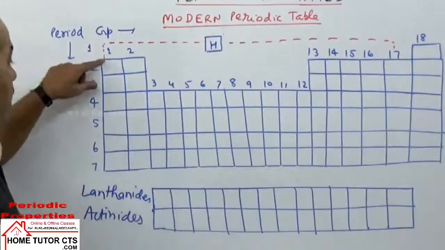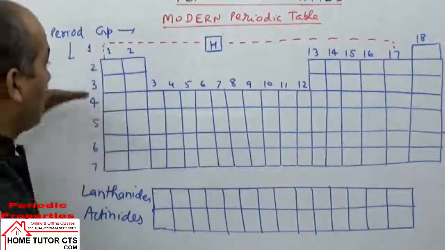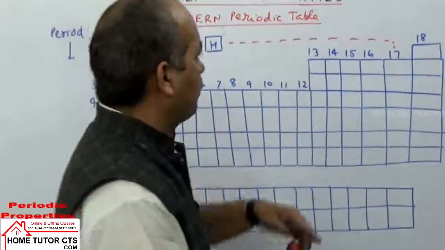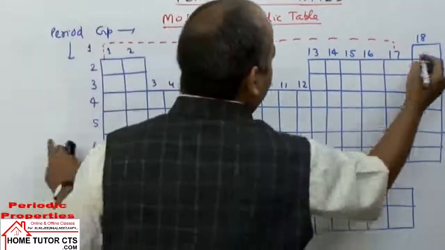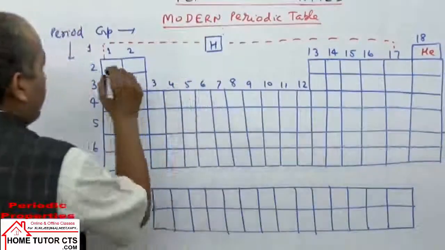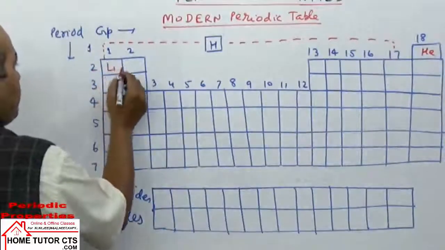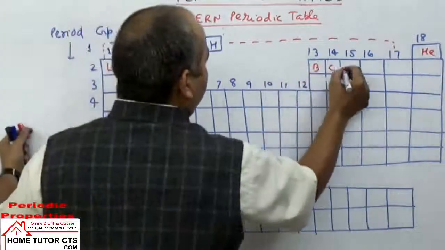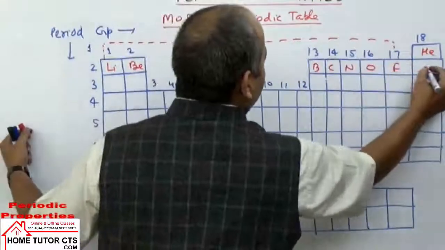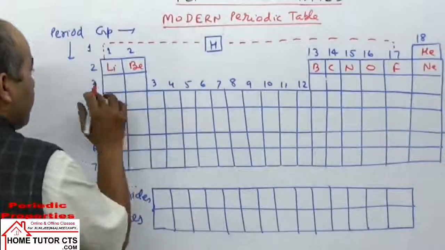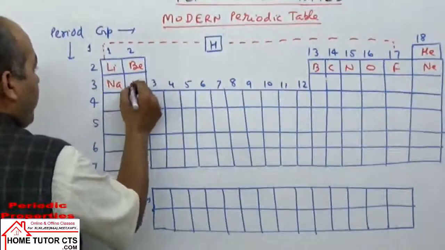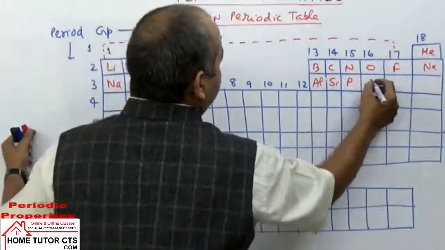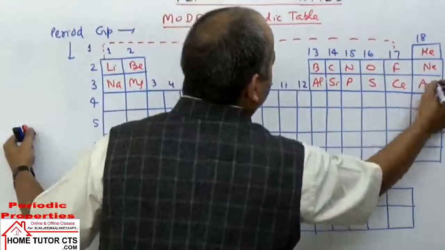The vertical columns are called groups, and the horizontal rows are called periods. The first period has hydrogen and helium. The second period has lithium, beryllium, boron, carbon, nitrogen, oxygen, fluorine, neon. In the third period we have sodium, magnesium, aluminium, silicon, phosphorus, sulfur, chlorine, argon.